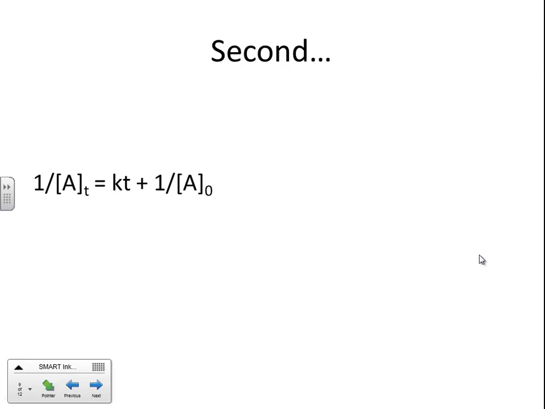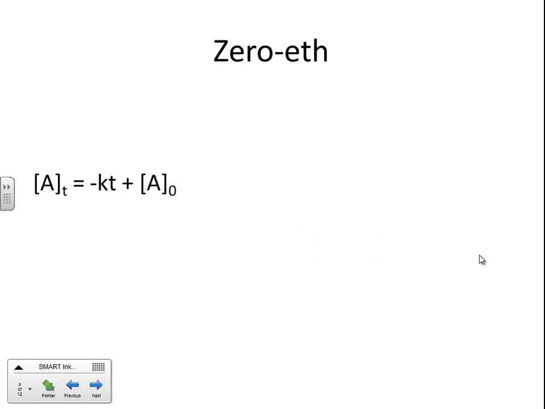The last order that you'll need to know is the zero order. If you apply all of these same concepts to the zero order equation, which in the differential form would essentially be rate equals k, you're going to get an integrated form that looks like this.